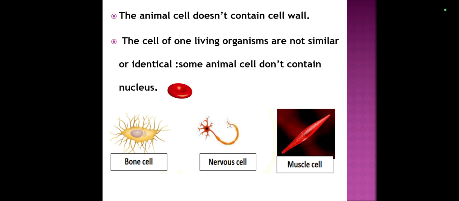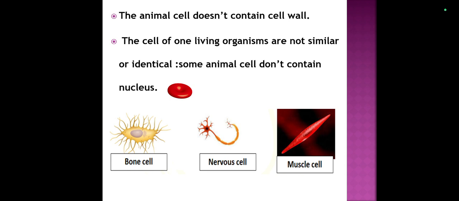I will take your sample and put it under my microscope. If I see that there is a cell wall, that's considered to be a plant cell. But if I see that it contains a cell membrane only, that means it's an animal cell.